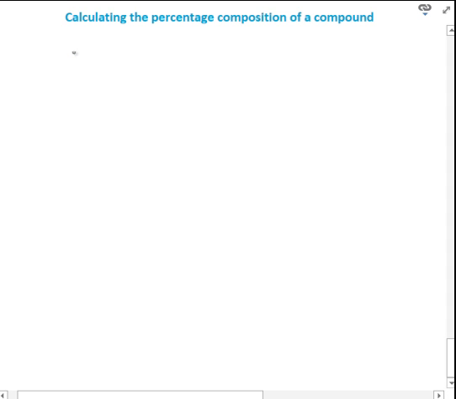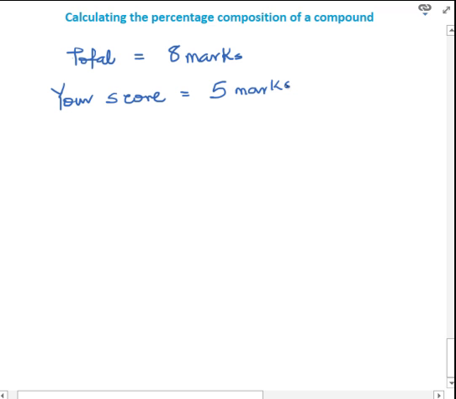Suppose in an exam, the total mark is 8 marks, and your score is 5 marks. The teacher will say you scored 5/8. That's what the teacher will say. So how do we express this in percentage?